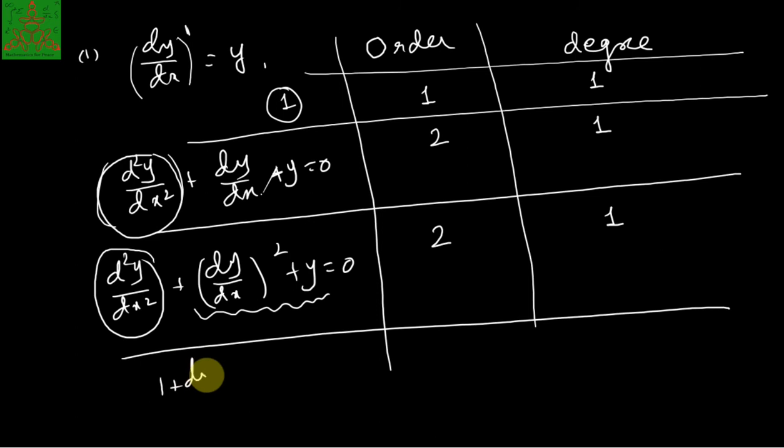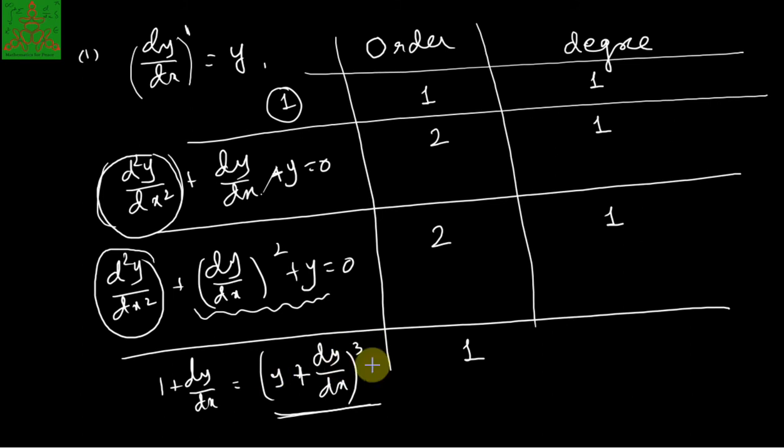1 plus dy by dx is equal to y plus dy by dx whole cube. Now as you see from the definition, the order is easy to recognize because the highest order derivative is dy by dx, so order will be 1. To calculate the degree, you have to find the degree of this dy by dx, which here is 1. On this side, since it is a cube, when you expand using the binomial expansion, the highest power of the highest derivative will be 3. So the degree of this differential equation is 3. So order is 1, degree is 3.